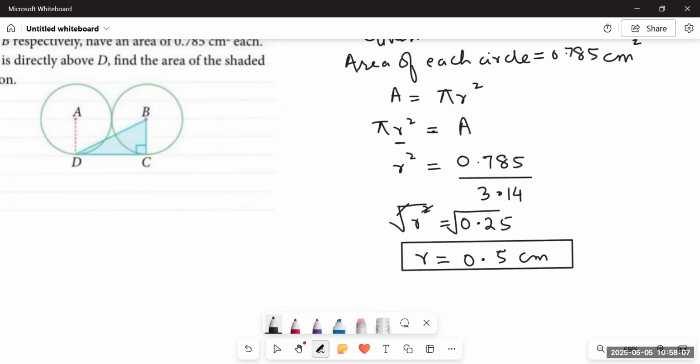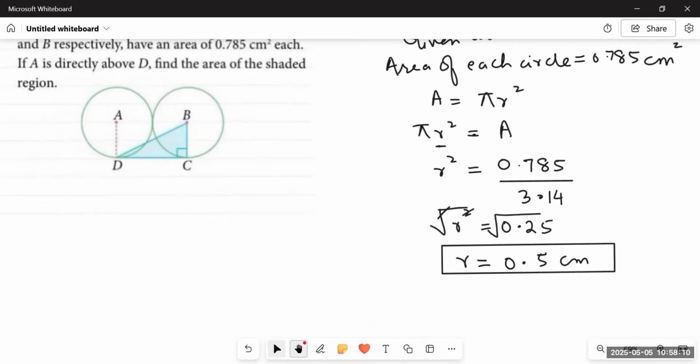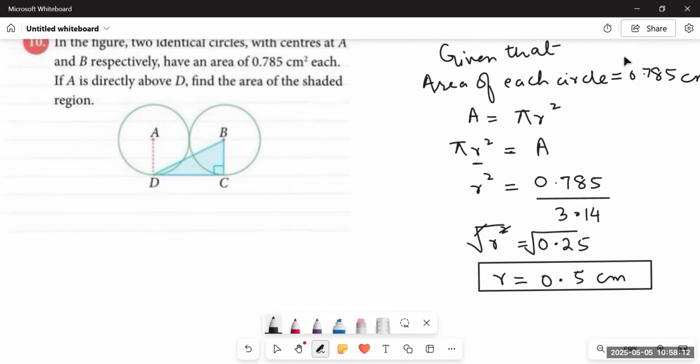Okay, after finding the radius, what do we have to do now? We have been provided with this circle. And since you can see, students, these two are the centers. And here we have this line DC is parallel to AB. AB are the two radii. Both of the radii are equal in length. It means the length of DC would be equal to the diameter of either of the two circles, or you can say they are equal to the two radii.